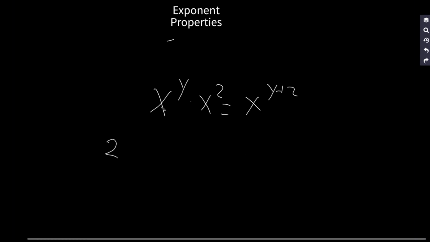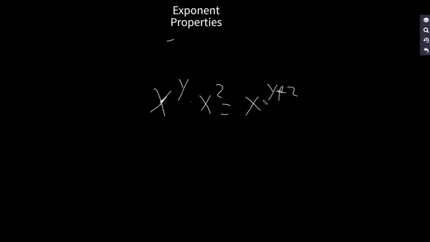So if the bases are the same, like if you have x to the y times x to the z, that is x to the y plus z. So if we multiply exponents together, the exponents will actually add, which is kind of counterintuitive, but once you think about it, it kind of makes more sense.